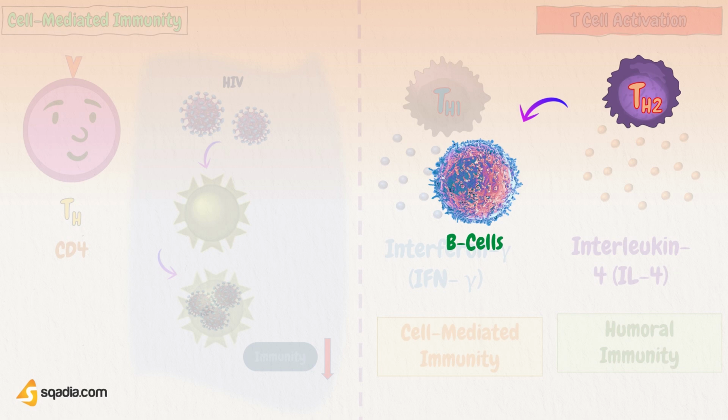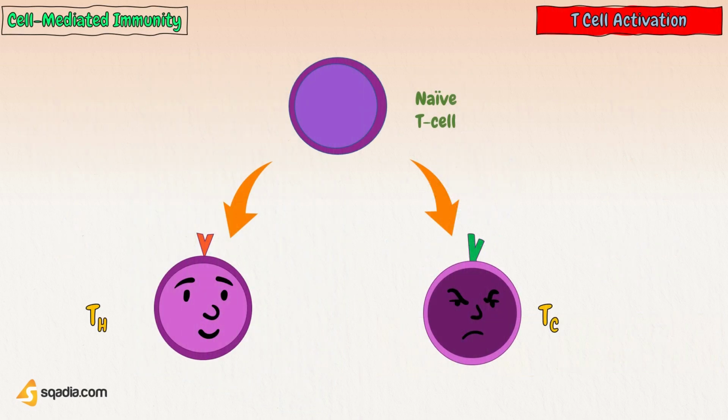Overall, the helper cells are responsible for three mechanisms. One, they enhance the activity of all immune cells, and two, they stimulate the cytotoxic T cells. And third, they stimulate the B cells. Now let's talk about the cytotoxic T cells.